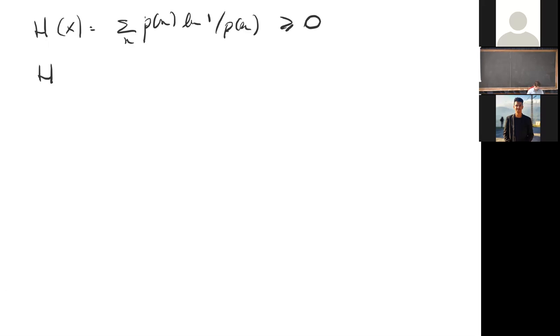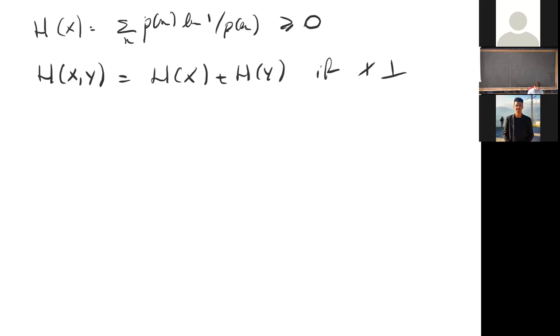Did you try to prove that H(X,Y) is equal to H(X) plus H(Y) if X is independent of Y? Did not get it? Okay, so do it. It's like one line of computation. So the information is additive for independent random variables, as it should be.